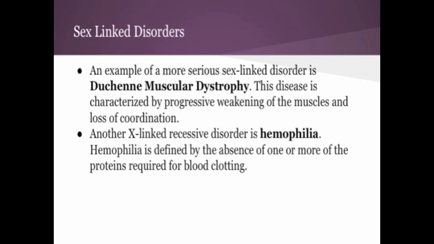Sex-linked disorders. An example of a more serious linked disorder is Duchenne muscular dystrophy. This disease is characterized by progressive weakening of muscles and loss of coordination. It is caused by the absence of a key muscle protein called dystrophin, and the gene for the protein is on the X chromosome. Another example is hemophilia. When a person with hemophilia is injured, the bleeding will be prolonged because a firm clot is slow to form.